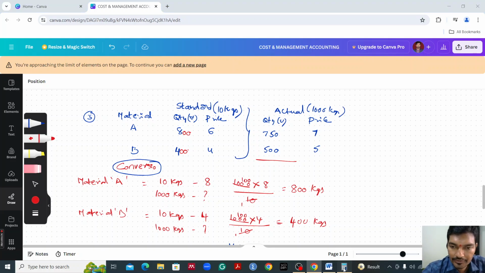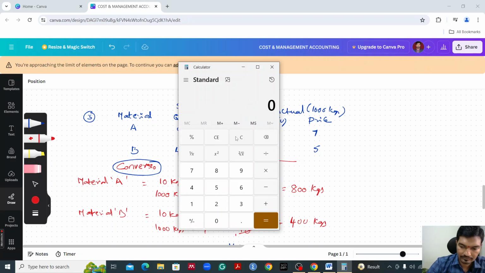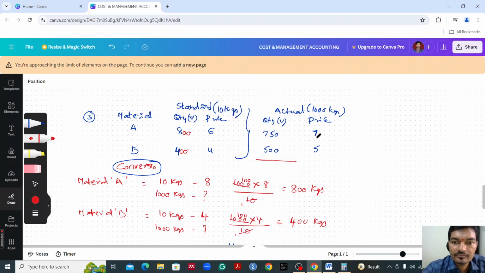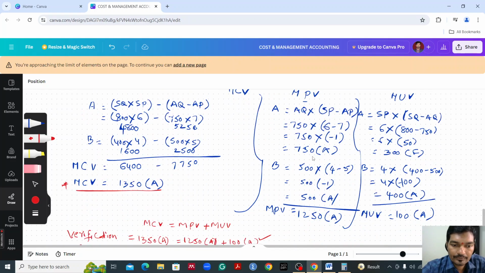Let us use the calculator here. According to the sum, the actual value given is 1250. This is the actual consumption for material A and B. Just now we calculated the ratio, that is 2:1. This value we are required to write here.